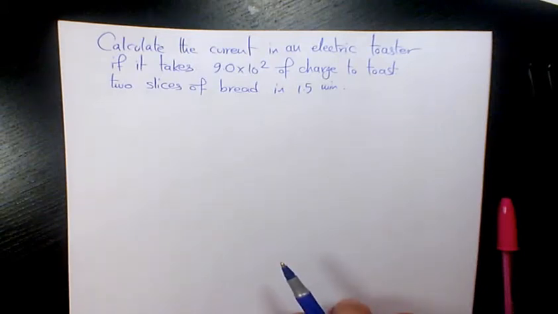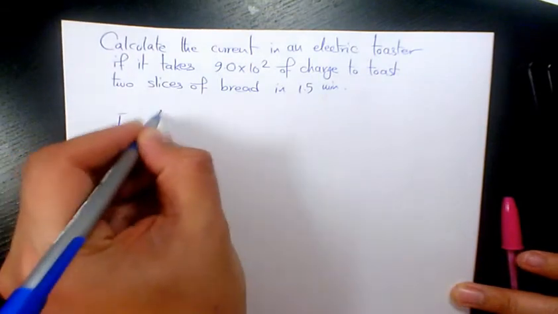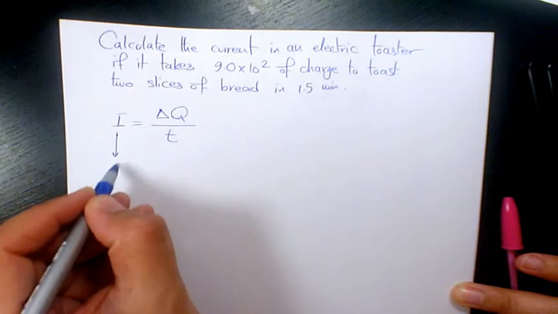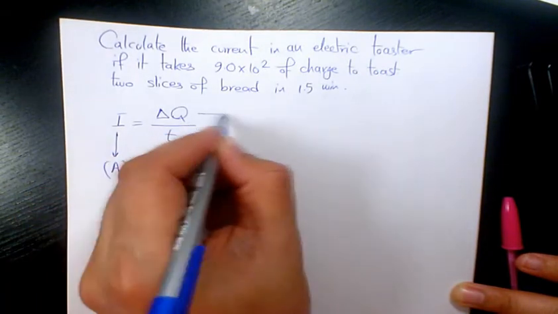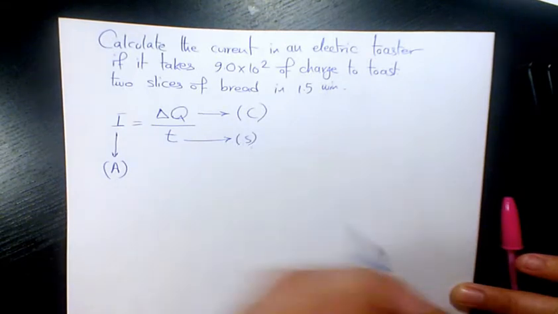Calculate the current in an electric toaster if it takes 9.0 × 10^2 C of charge to toast 2 slices of bread in 1.5 minutes. We need to find out the current. Current is ΔQ divided by time. That's electric current in terms of ampere, ΔQ in terms of coulomb, and t in terms of second.